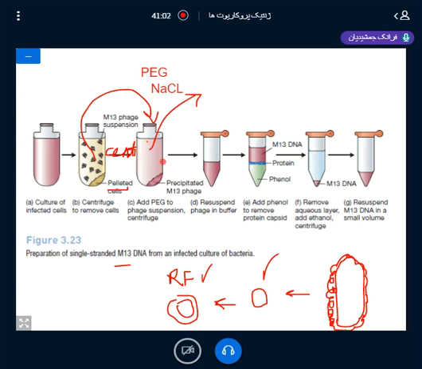After that, in the supernatant, do we want this? Do we want supernatant? No, thank you. We discard the supernatant, and after that we want to resuspend the phage in buffer. And in phage particles, what do we have? Listen to me. We have some proteins and we have DNA. Do we want proteins?